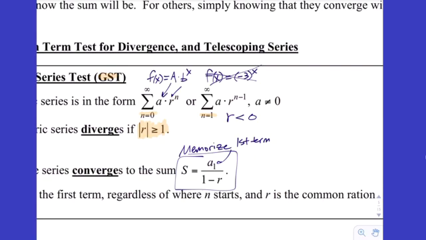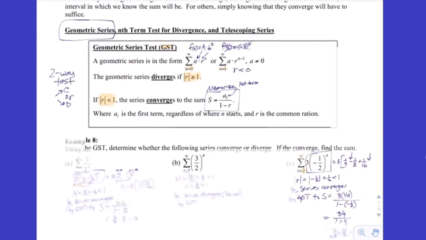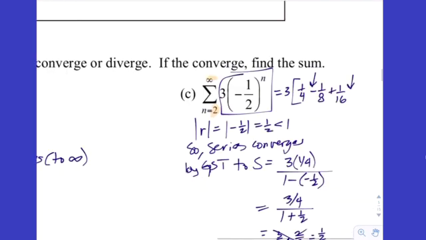And if the magnitude of the base, which we call the ratio, is less than 1, then it's like an exponential decay. Then the series converges, and it converges to the first term over 1 minus r. And r can be negative. So if r is negative, then the denominator turns into 1 plus r when you plug it in. Okay? So we did that on example C.